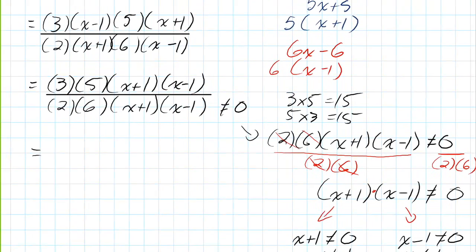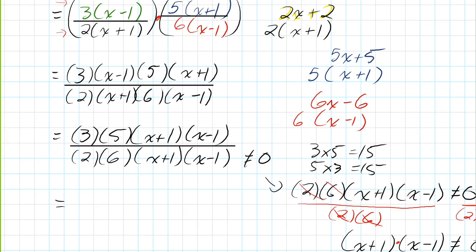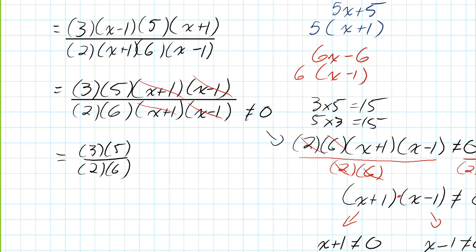Now that we have a restriction, we'll jump on back. Let's do some simplifying. X plus 1 on the top and x plus 1 on the bottom, they cancel and make a 1. Same with the x minus 1s. So we're left with 3 times 5 over 2 times 6. And then this is really simple. I mean, I could have dealt with this at the beginning. I know my multiplication tables relatively well. This is 15 over 12, or 5 over 4 as an answer.